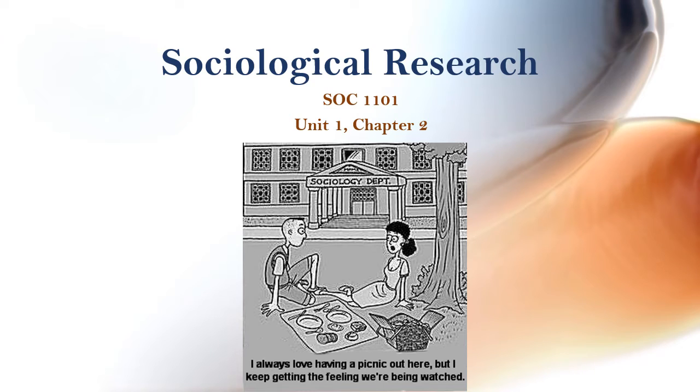Hello class, today's lecture we're going to cover chapter 2, which will give you an overview of sociological research. We're going to discuss the two major viewpoints within sociology, the 4 types of research that sociologists conduct, and also touch on some issues and ethical considerations when it comes to sociological research.